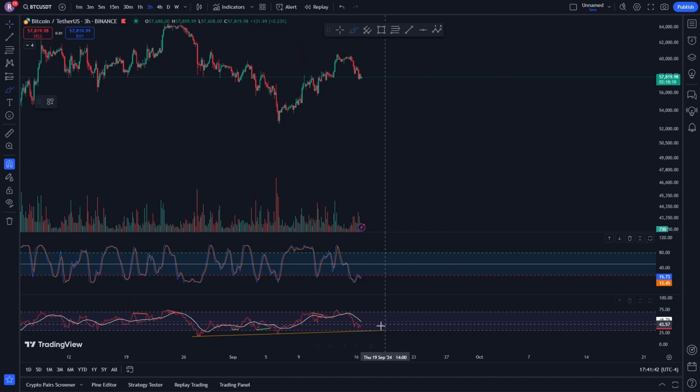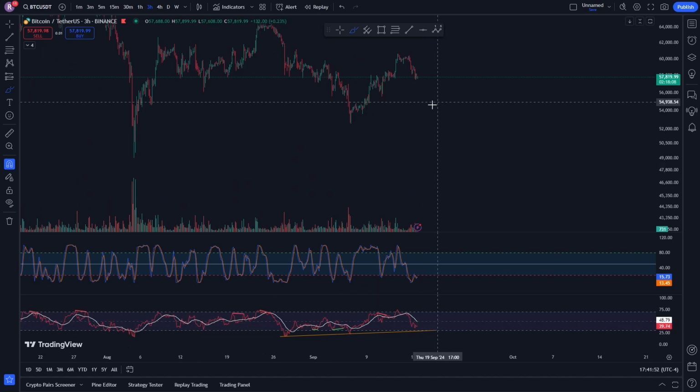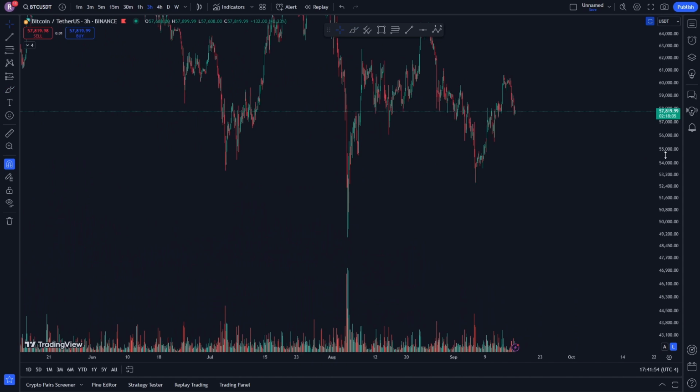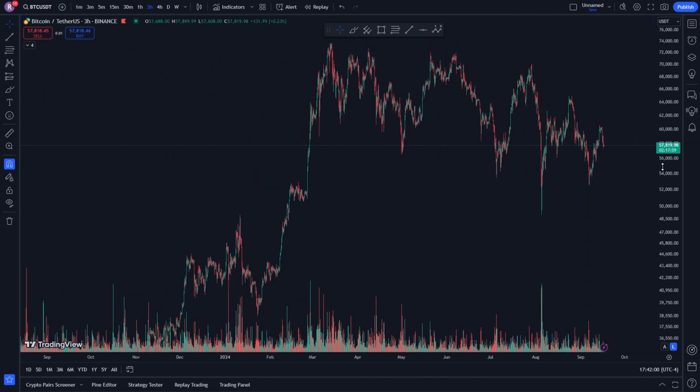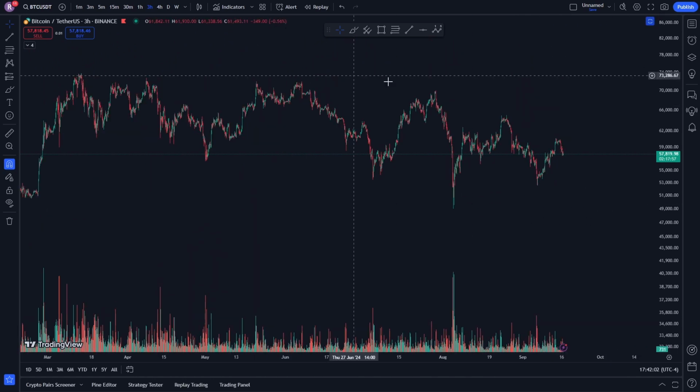The same principle applies here. Once the stochastic bottoms out and this RSI bounces off this trend, whatever price is, that's where I would look to open a position. So now let's work towards determining that price.